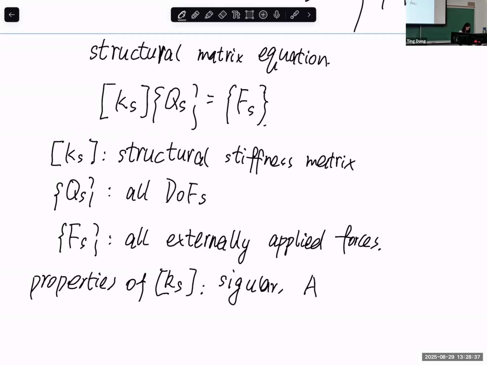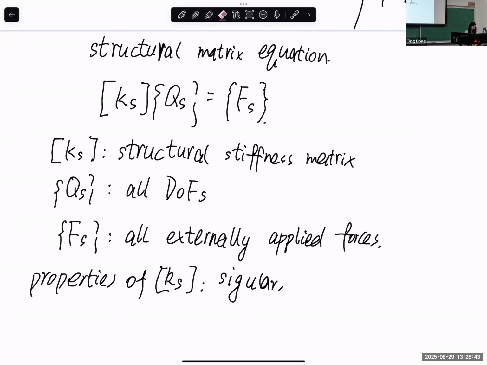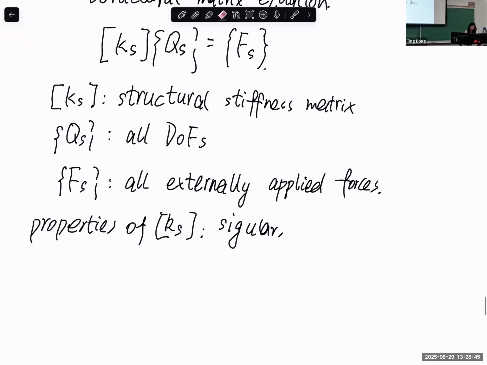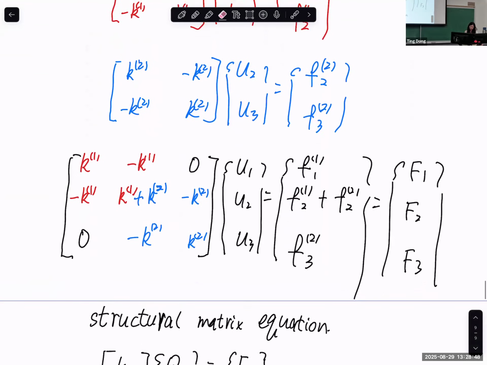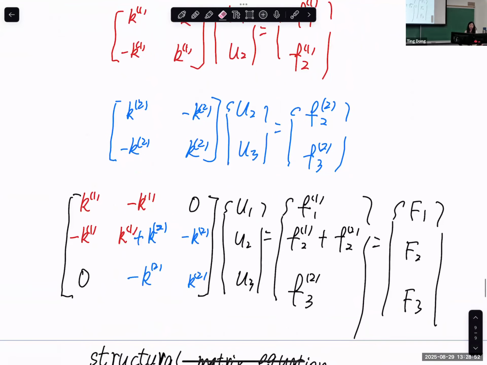Or determinant equal to 0. It's equivalent to what we call a singular matrix. And for this one, how do we apply boundary condition? How do we remove the singularity of the matrix?